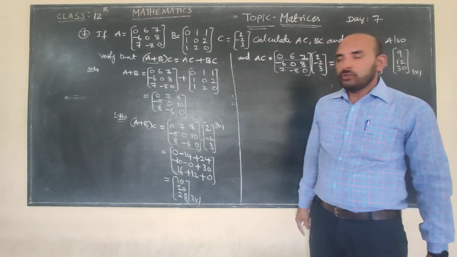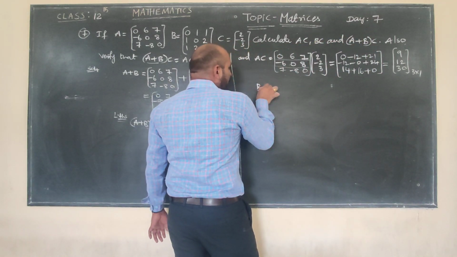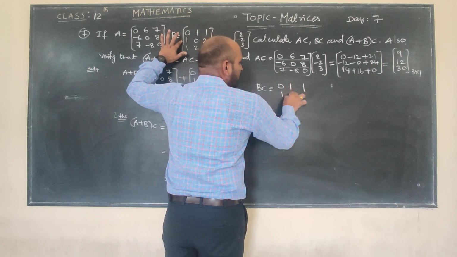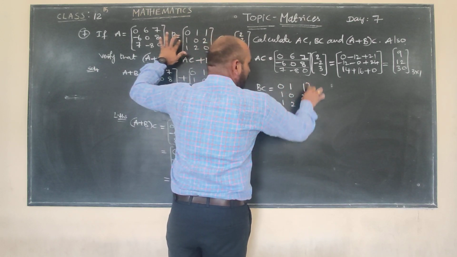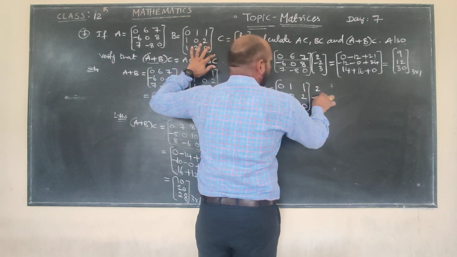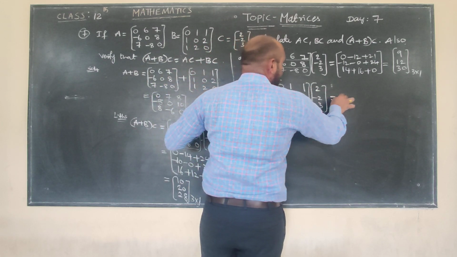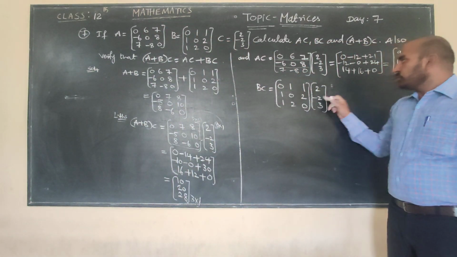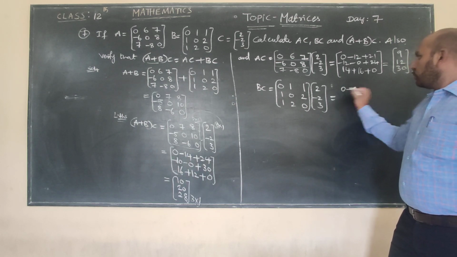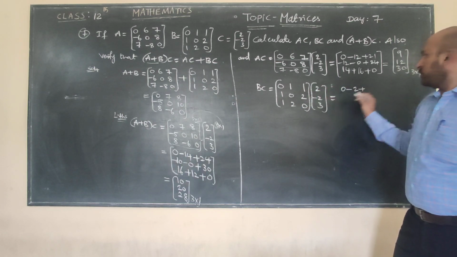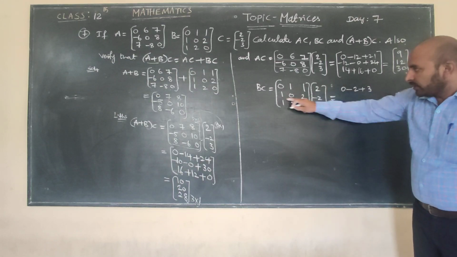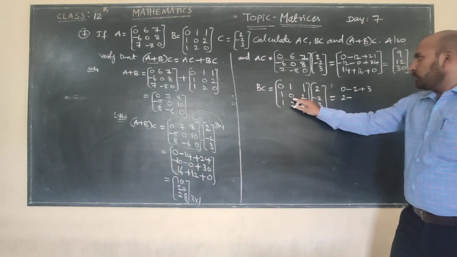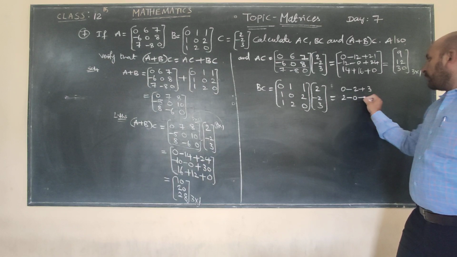And coming to the right hand side value, BC. Next find out BC. BC equals the B matrix 0, 1, 1, 1, 0, 2, 1, 2, 0 and the C matrix 2, minus 2, 3. Again the same procedure, first column multiplication: 0 into 2 is 0, 1 into minus 2 is minus 2, plus 1 into 3 is 3. Now coming to the second row, first column: 1 into 2 is 2, 0 into 2 is 0, 2 into 3 is plus 6.